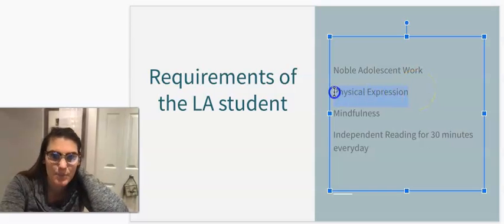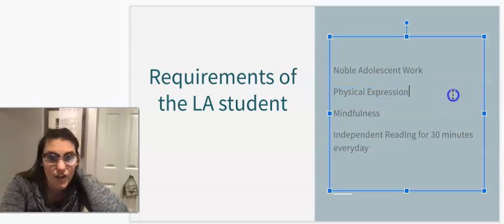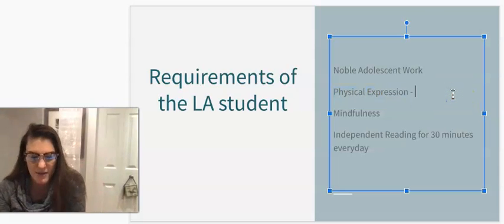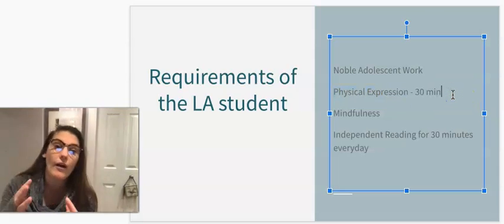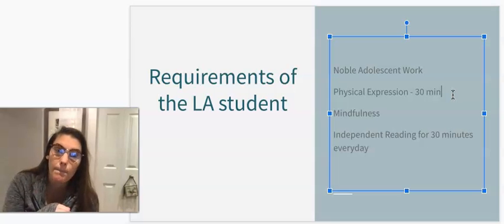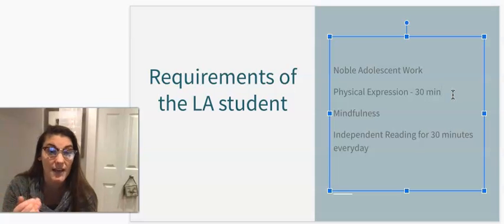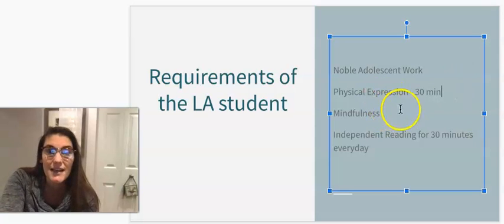The physical expression is also every day, 30 minutes, is what we're looking for of moving your body. And that helps the student become more aware of their body as they're growing so much during this period of time, especially those 9th graders. But 7th graders take quite a leap too.